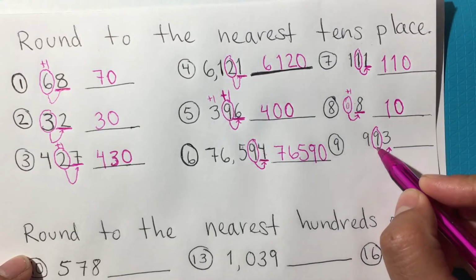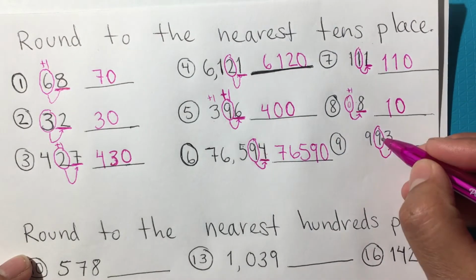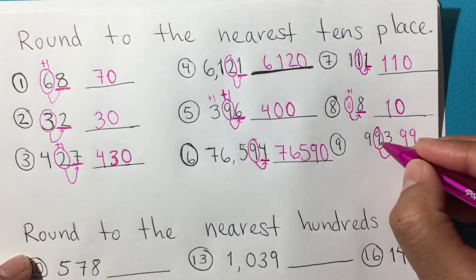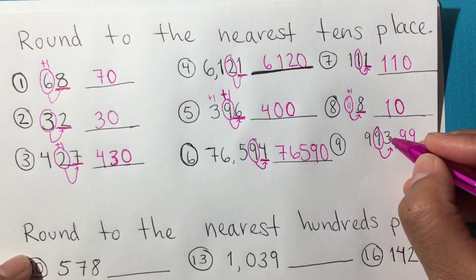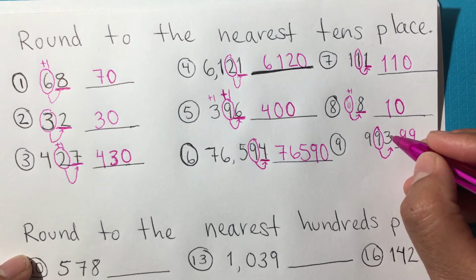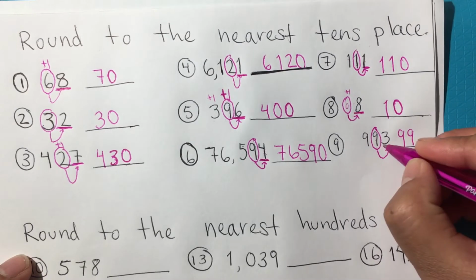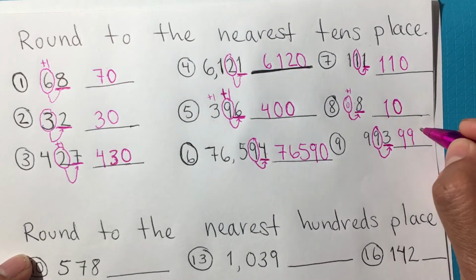Ones, tens. Okay, this is a 9. 3 doesn't give anything in here, so it stays. So the 9 stays because this is a 3. Remember, the 0, 1, 2, 3, 4 will make it stay. And anything on the right is 0.